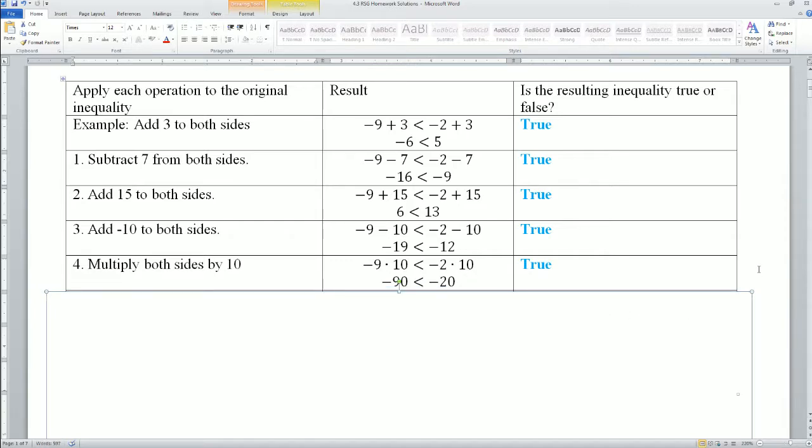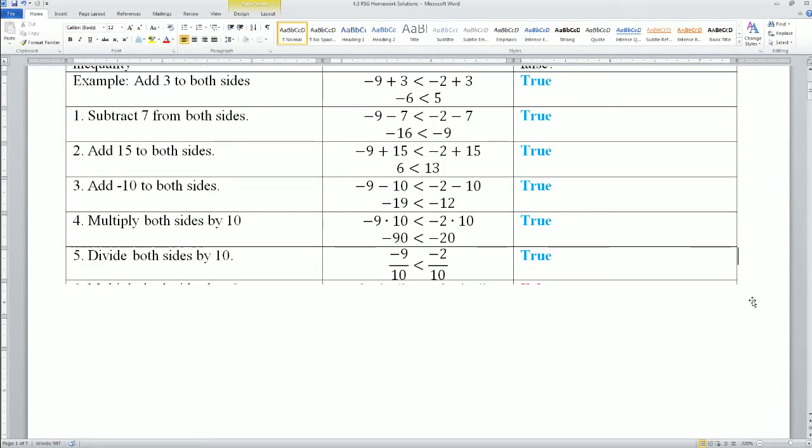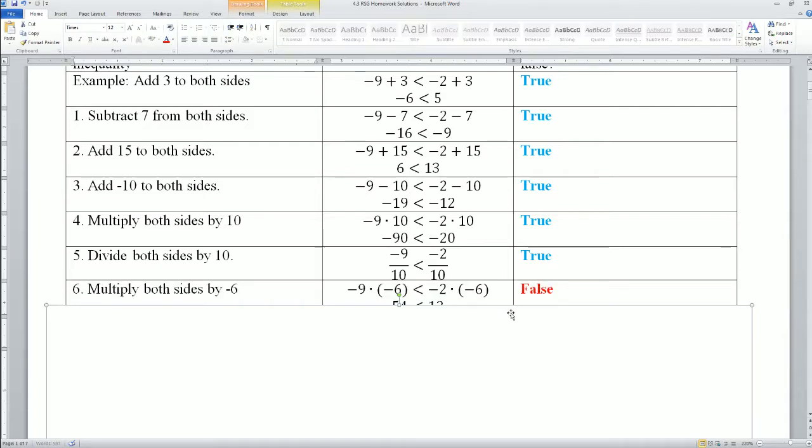Number 4. You're going to multiply each side by 10. -9 is multiplied by 10. -2 is multiplied by 10. You get -90 is less than -20. Is that true? That is true. Next, you're going to divide both sides by 10. -9 divided by 10. -2 divided by 10. It simplifies. Is that true? That is true.